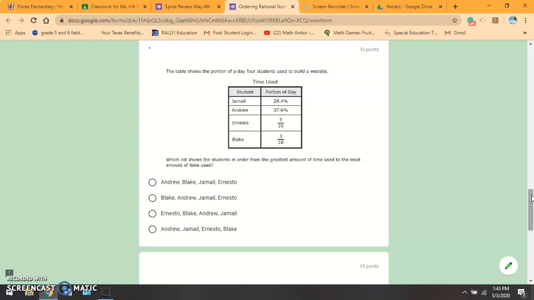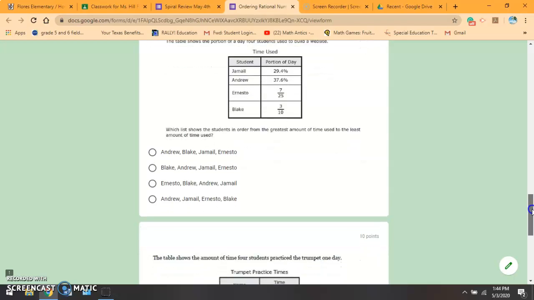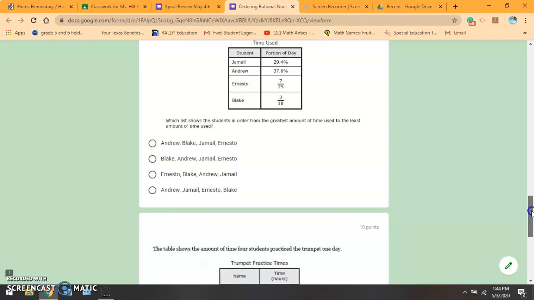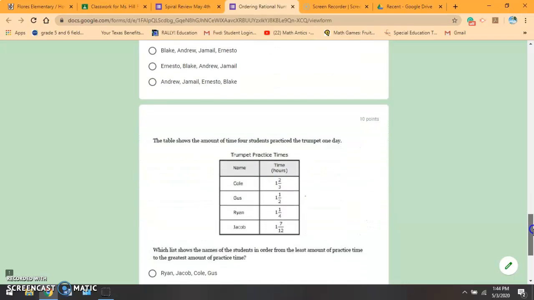amount of time used? Okay, so we know that greatest is the biggest number, right? They already gave us percents. So all we have to do is take Ernesto and Blake and turn their fractions into percents. And then put them in order from greatest to least, the biggest number to the smallest number. So don't forget to convert. Don't just pick an answer because it may look like a big number. I want you to choose wisely, complete the problem, work it out, and actually do it. That'll help you out a lot.